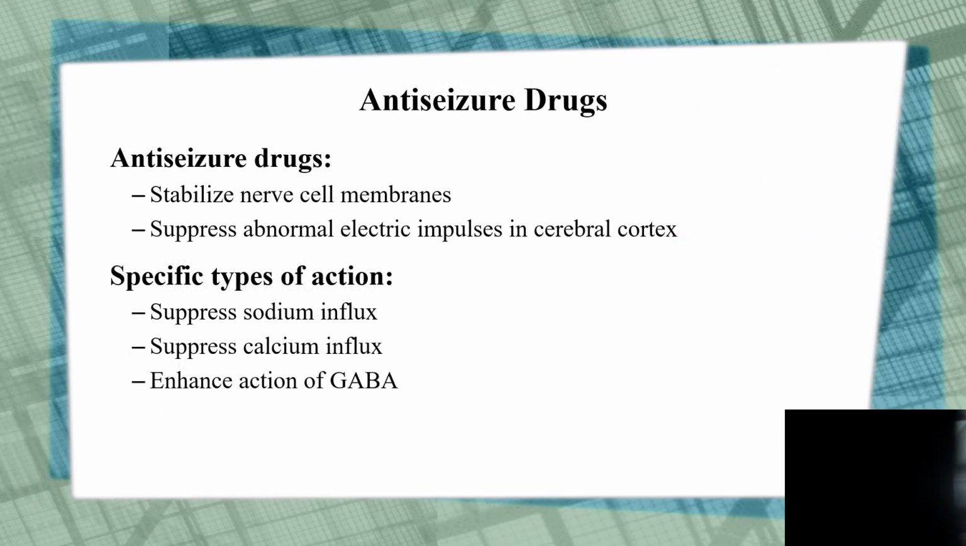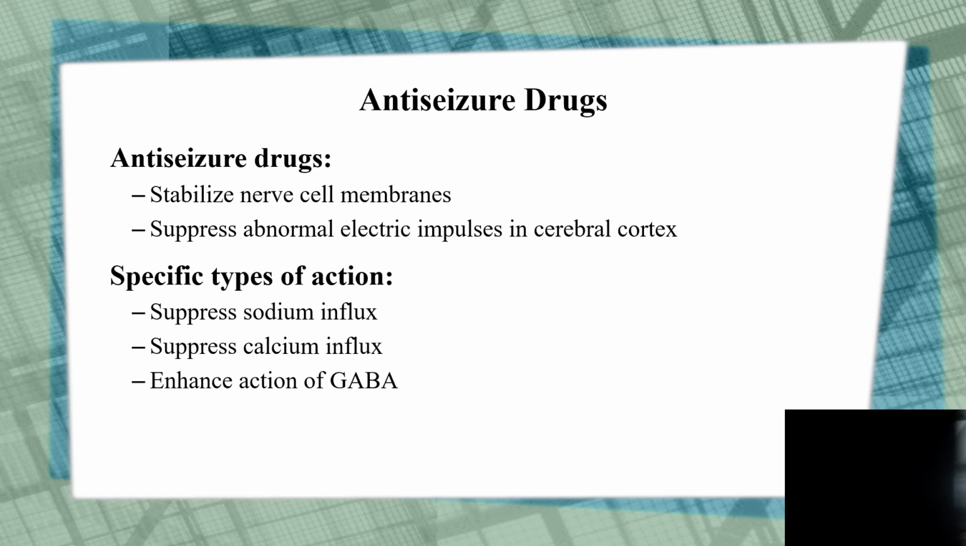Anti-seizure drugs, as the name implies, are used to prevent seizures. They help to stabilize the nerve cell membranes. They suppress abnormal electric impulses in the cerebral cortex, and they have specific types of action.